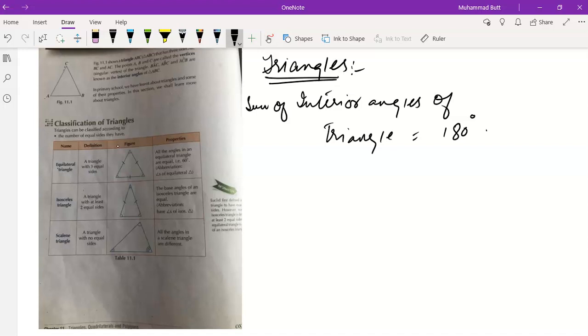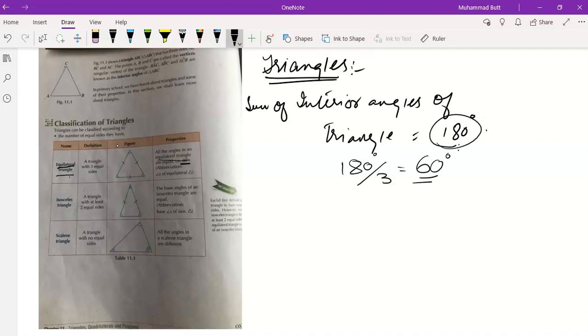The first triangle is called equilateral triangle, a triangle with three equal sides. It means that every side of the triangle is of equal length. If every side of the triangle is of equal length, it means that every angle is also same. All the angles in an equilateral triangle are of 60 degrees. Why? Because the sum of the interior angles of triangle is 180 degrees. So if every angle is same, 180 has to be shared among three angles. So every angle of the equilateral triangle is of 60 degrees.